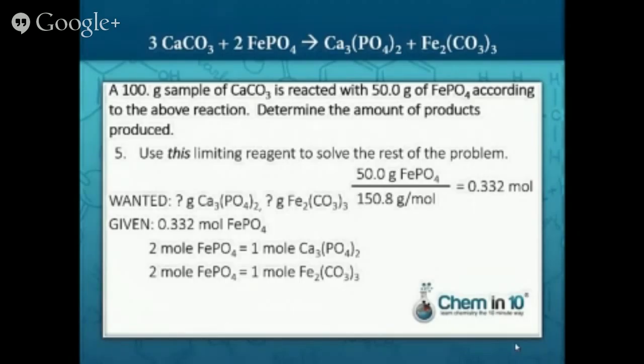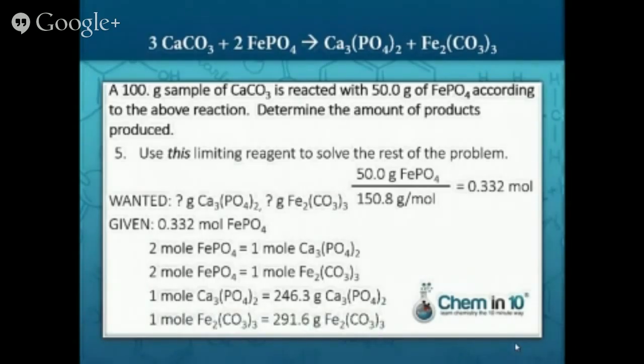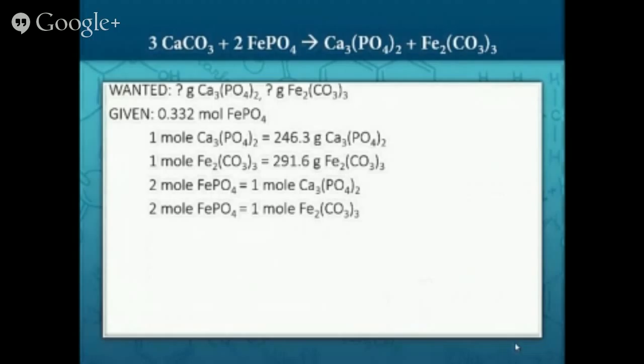Once we have moles of calcium phosphate and iron 3 carbonate, we need to convert them to grams, so we're going to need their molar masses. The molar mass of calcium phosphate is 246.3 grams, and the molar mass of iron 3 carbonate is 291.6 grams. We'll have to do each problem separately. Let's start with calcium phosphate.